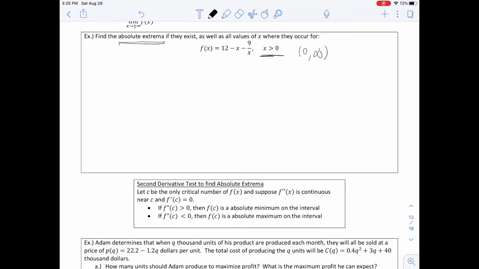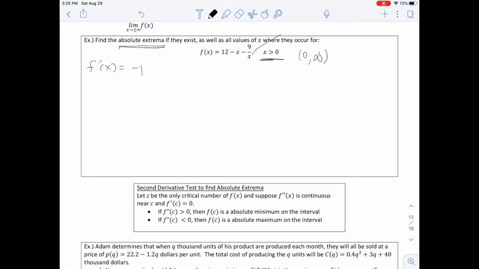First thing we need to do is find our critical value. So we need to take a derivative, so f prime of x. And so in order to do that, we have the derivative of 12 is 0, the derivative of negative x is negative 1. And then to take the derivative of the third term, you can think of this as being negative 9x to the negative first, which is going to become positive 9x to the negative second.